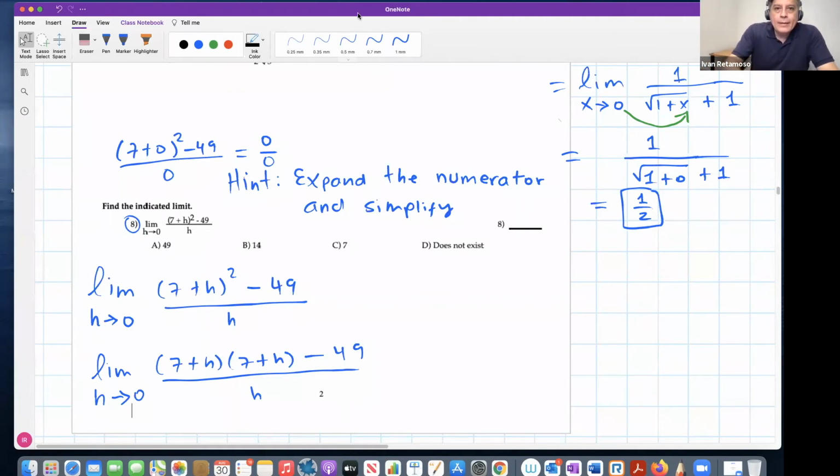Very good, excellent. Try, guys, give it a shot. It's just algebra, it's just algebra simplification. Very good, excellent. Excellent, guys, very good.